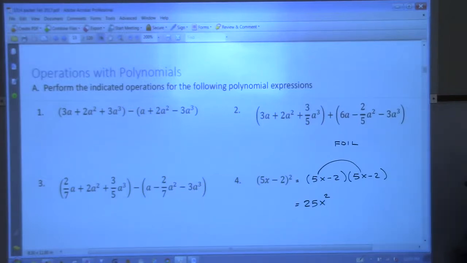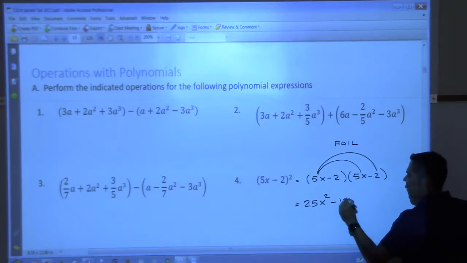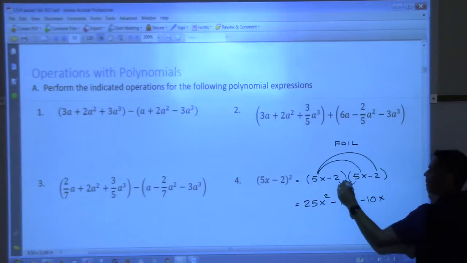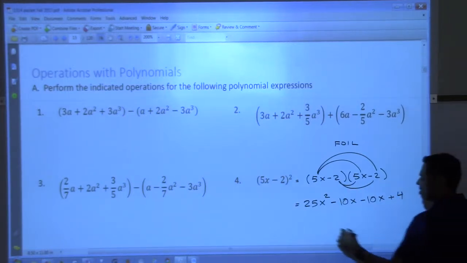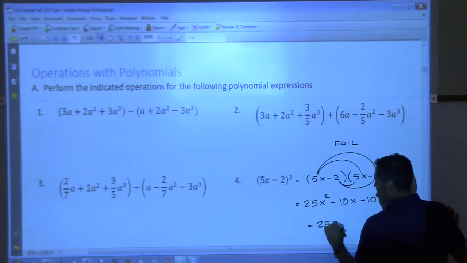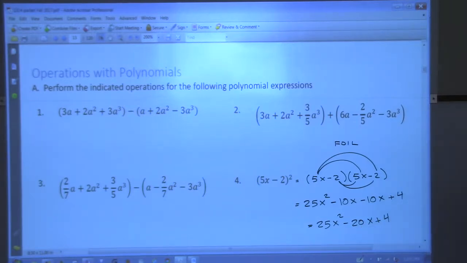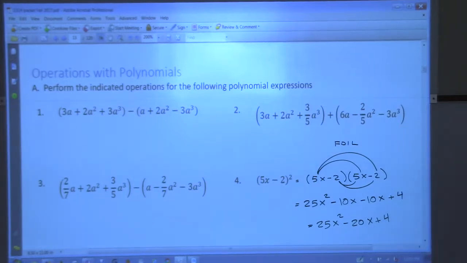And then next, 5x times negative 2 is negative 10x. The inside one, negative 10x again. And then the last one's plus 4. And when you put all that together, you have like terms in the middle. And that is it. I think the next problem will help you understand why I don't like FOIL. All right?